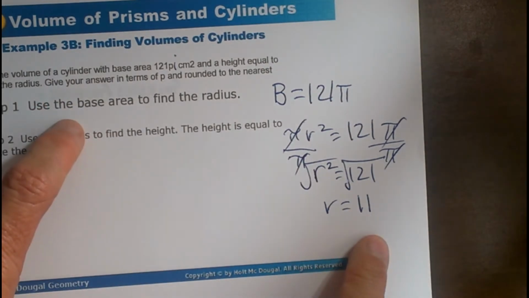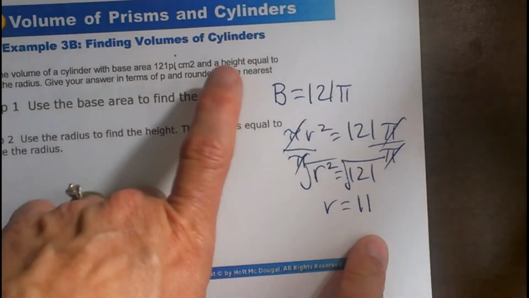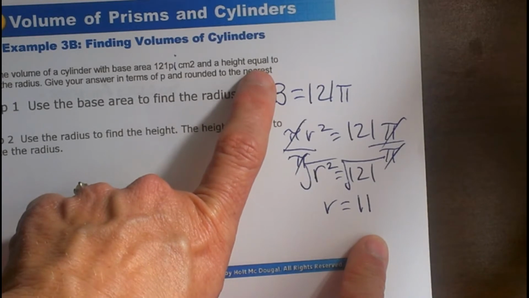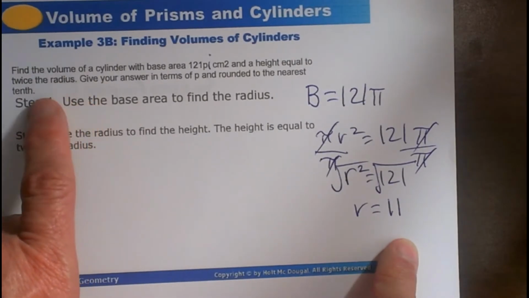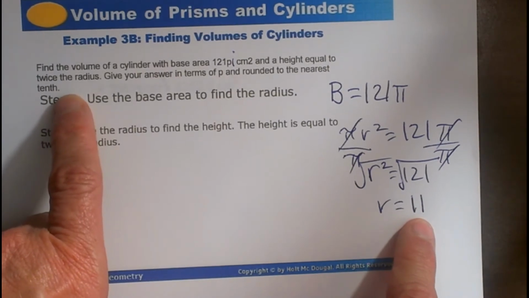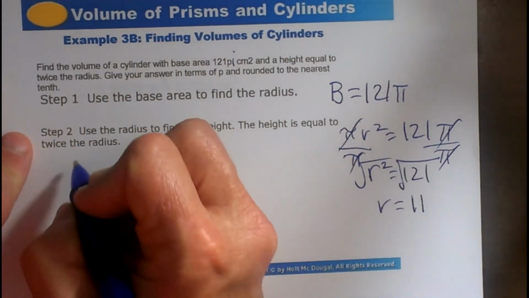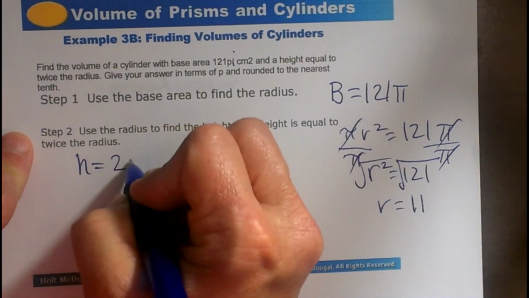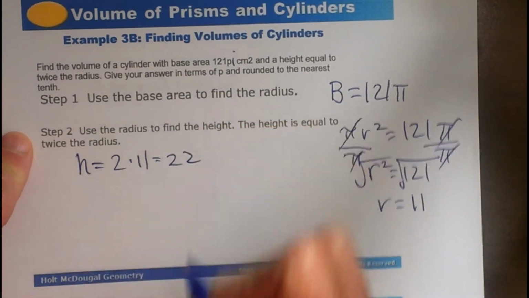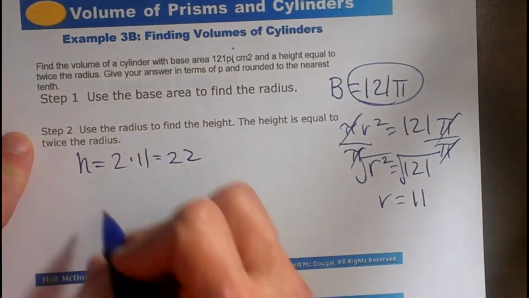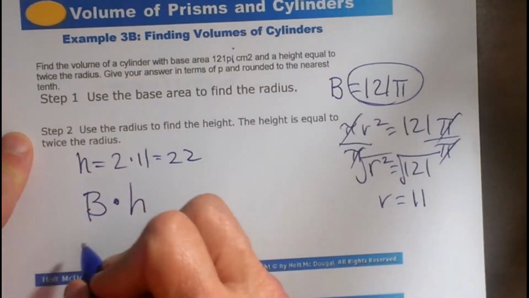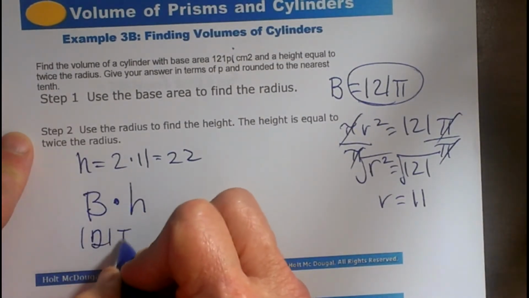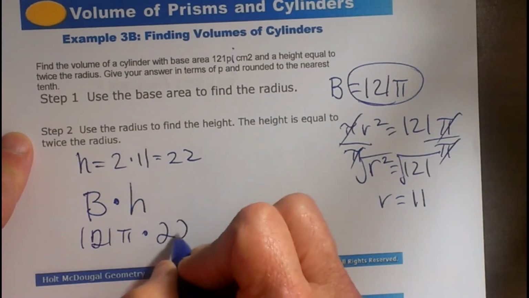Okay, now it says that the height is equal to twice the radius. So what's twice the radius? Well, the radius is 11, so the height must be 22. 2 times 11, or 22. So now we already have the base area, so this is going to be easy now. Base area times height. Base area is 121 pi times a height of 22.